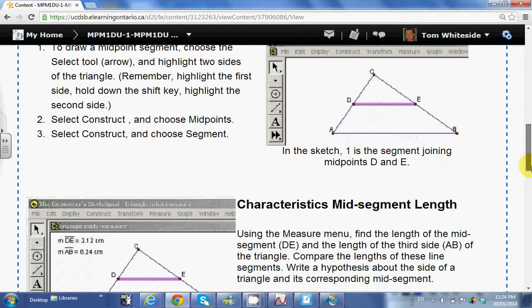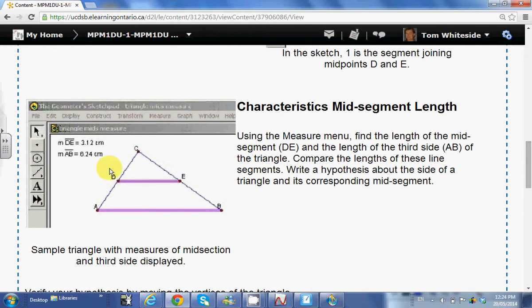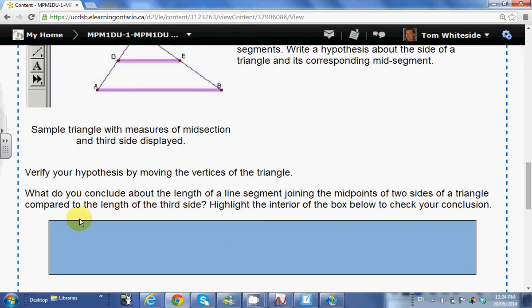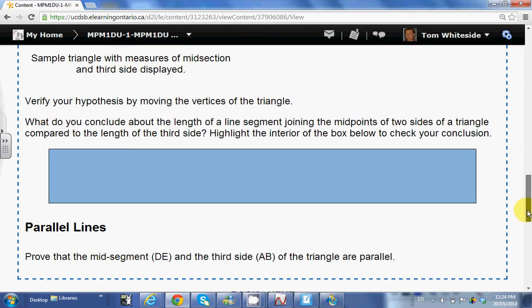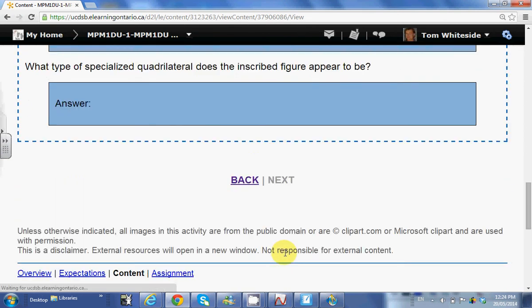So what we noticed was this mid-segment here compared to AB along the bottom was exactly half. DE was half of AB. Notice anytime you have these blue rectangle boxes, it says highlight it to see what your answer was. So let's see what they're saying the solution was. The line segment joining the midpoints, which is our mid-segment, of the 2 sides of a triangle is half the length of the 3rd side. And it should go on to mention being parallel as well.